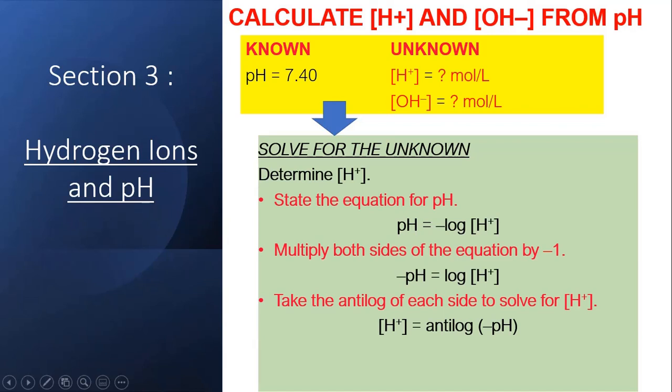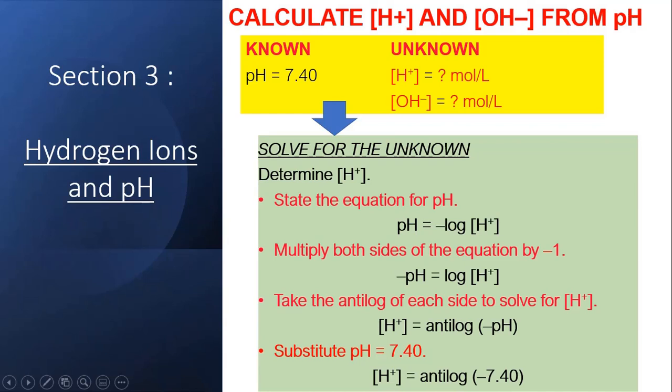You can either memorize this or, what do we call it, derive this. So we will have now log of concentration of H positive equals negative pH. Take the antilog of each side to solve the concentration of H positive. Concentration of H positive is going to be antilog of negative pH, and all this is going to be calculated now. Substitute pH equals 7.4.